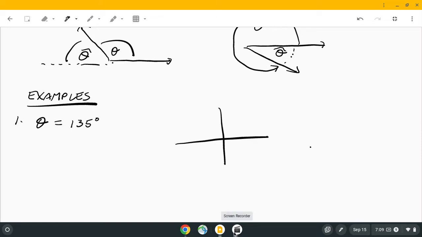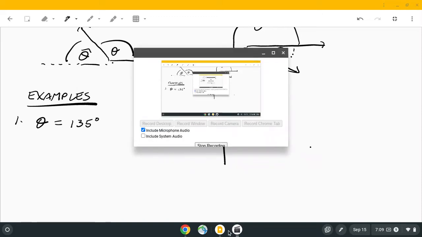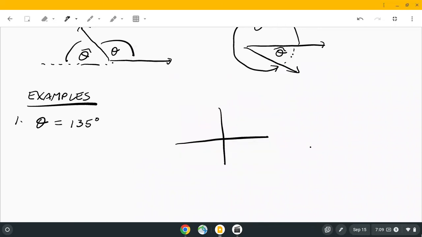Okay, hold on a second. My mouse is trying to steal the attention from my stylus. They're kind of having a battle here. Okay. All right, let's see.